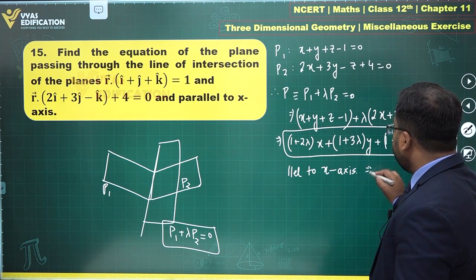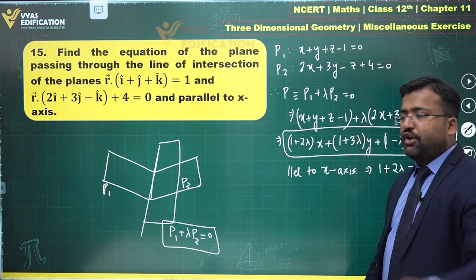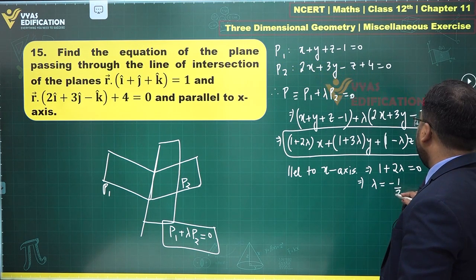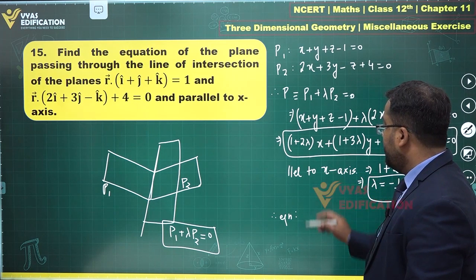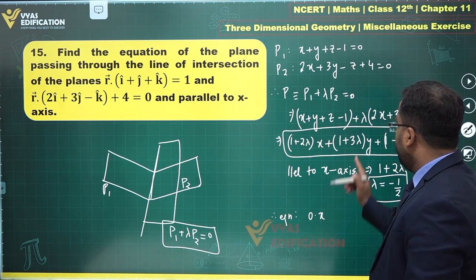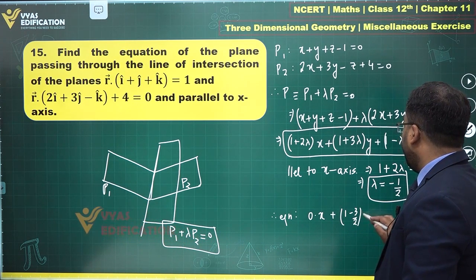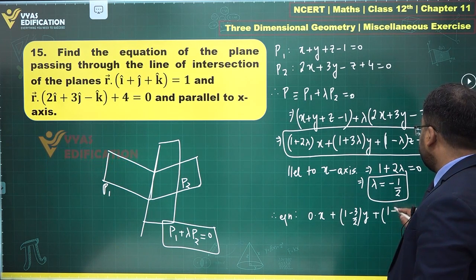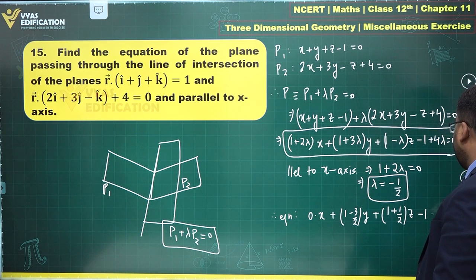So parallel to x-axis simply implies 1 plus 2 lambda will be 0. That's the coefficient of x will be simply 0. That's the important thing. Parallel to x-axis implies this, which tells me lambda will be equal to minus 1 by 2. Therefore, required equation becomes 0x plus 1 minus 3 by 2 y, right? And plus 1 plus 1 by 2 z minus 1 and minus 4 by 2 is equal to 0. This is what you get.